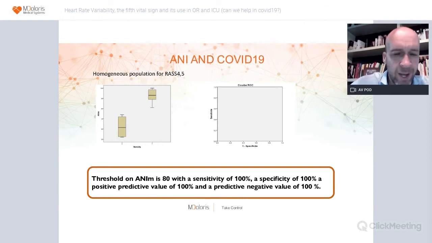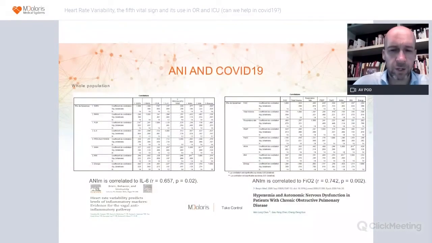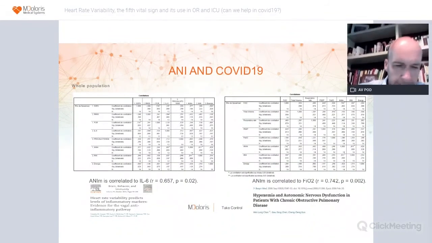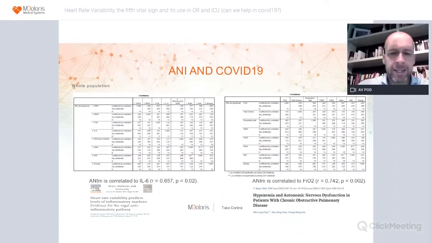So a threshold of 80 for ANI has 100% sensitivity and 100% specificity to predict mortality in the following days, with 1 in the ROC curve. So excellent results. We saw as well that ANI is correlated to FiO2, which is a very interesting hypothesis. There are already some publications showing that heart rate variability is linked to hypoxemia in patients with pulmonary problems. And we saw that ANI is correlated to interleukin 6, as we have seen in the previous meta-analysis.